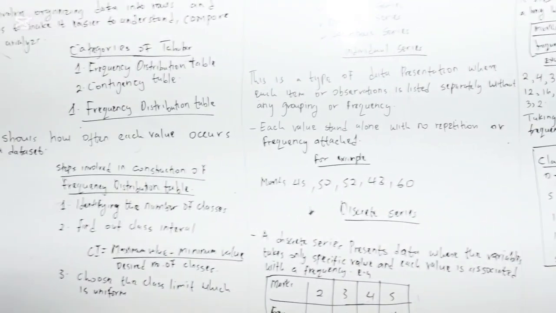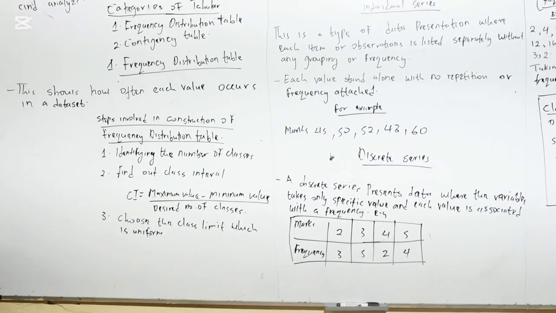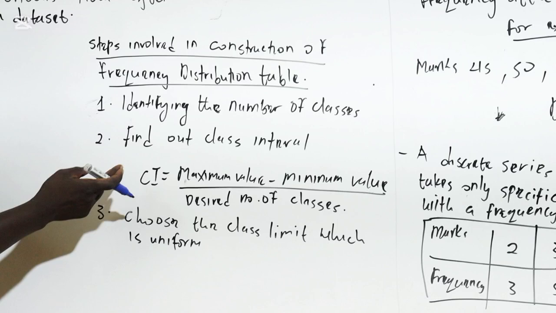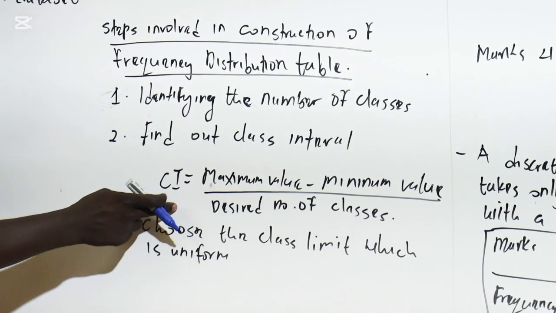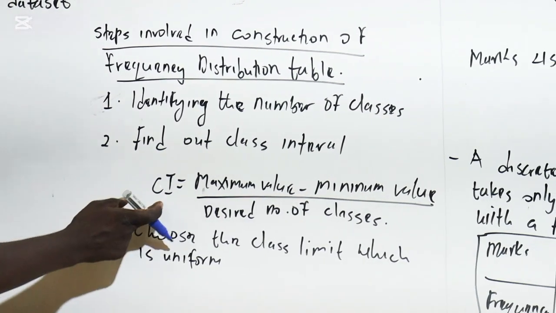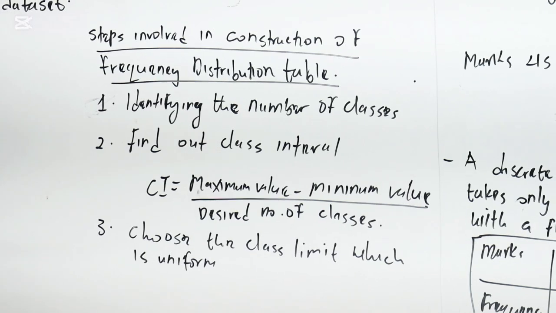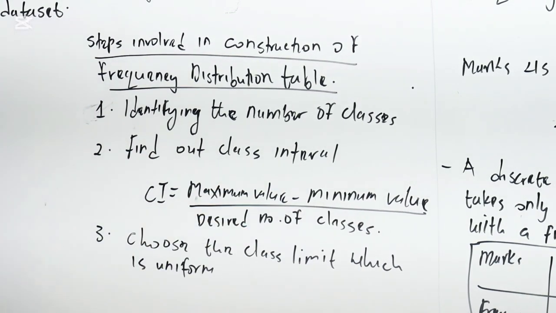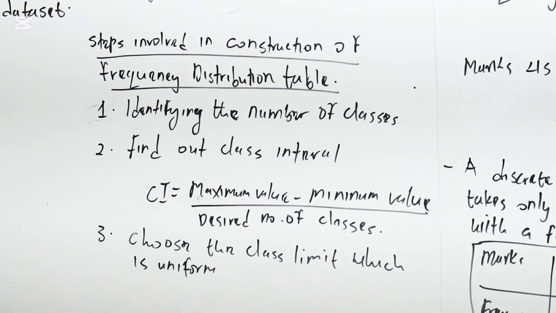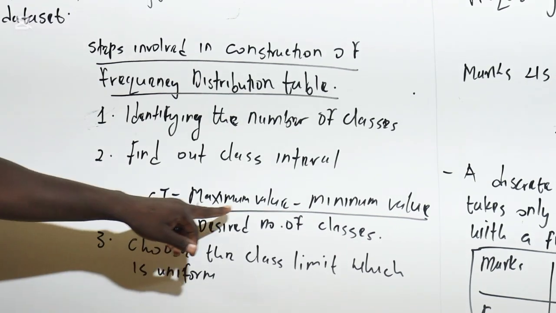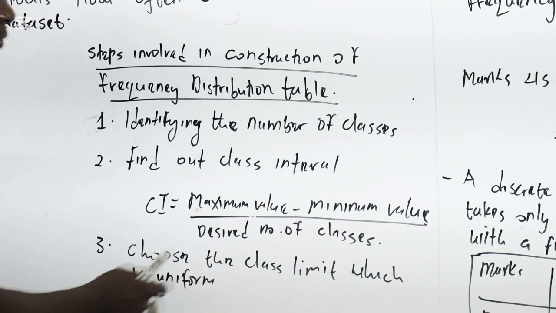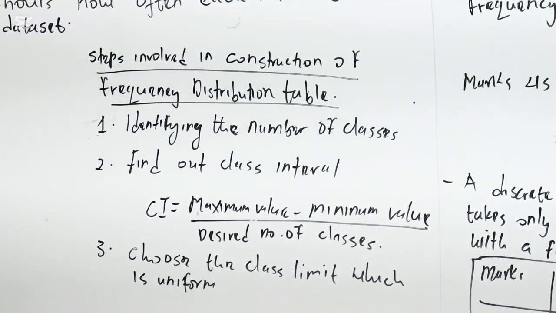Now, when you're in a scenario where you're not given a class interval, there's a way you can calculate it. This is the formula for calculating class interval. I've abbreviated it to CI, meaning class interval. You take the maximum value, you subtract the minimum value, then you divide by the desired number of classes that you have decided to have. That will give you your class interval. You take the maximum value, subtract the minimum value, then divide by what? The desired number of classes.